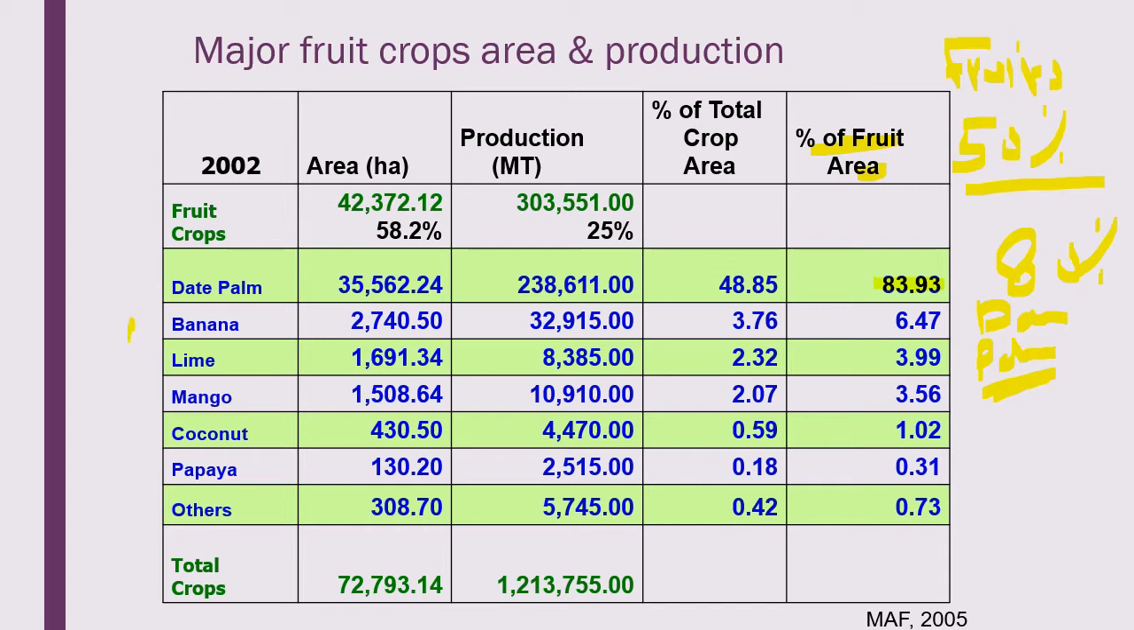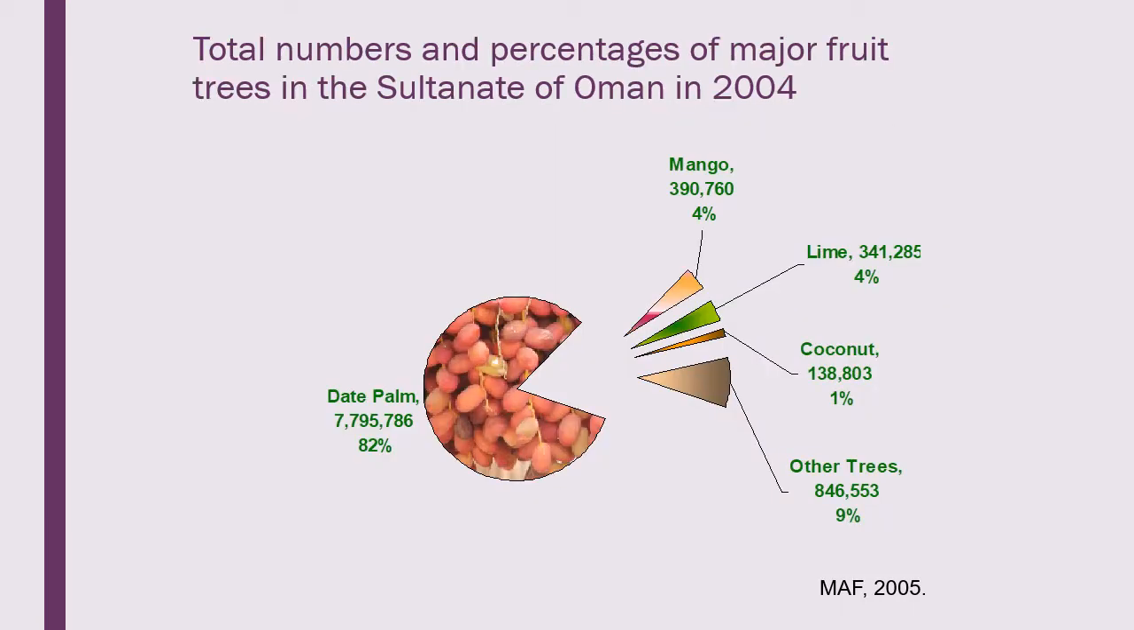After date palm comes the banana, then lime and mango, almost the same amount or the same number of trees or area cultivated. Then comes coconut, papaya, and other fruit crops. So these are really the main fruit crops, which is basically date palm, banana, lime, mango, coconut, papaya. Okay, so you can see here again the graph. 82% of all fruits is date palm, followed by mango, lime, coconut is about 1%. All the other ones, including papaya, is 9%.